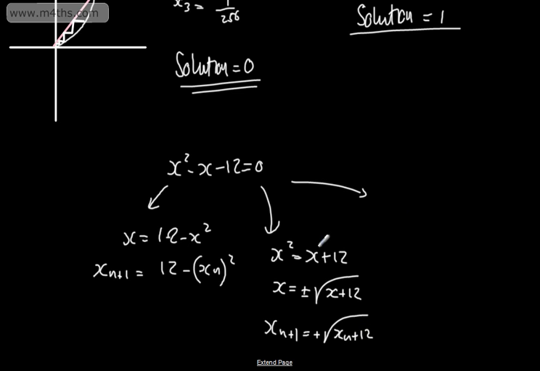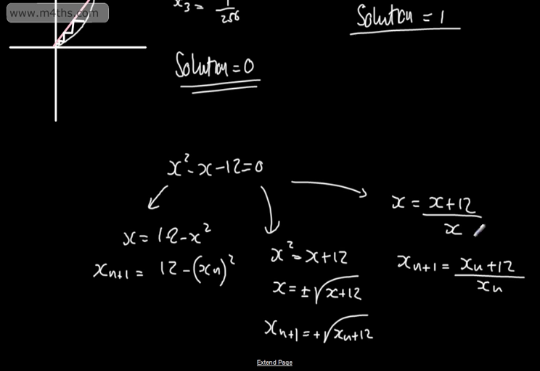Just looking at possible rearrangements, at this stage we could have written that x was equal to x plus 12 all over x, just dividing through by x. That would give us 1, wouldn't it? So x sub n plus 1 would be equal to x sub n plus 12 over x sub n. And of course you could simplify that to 1 plus 12 over x if you wanted. And then all you would do is be given a starting value.